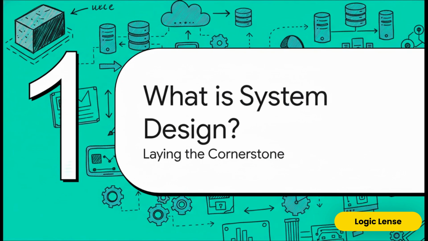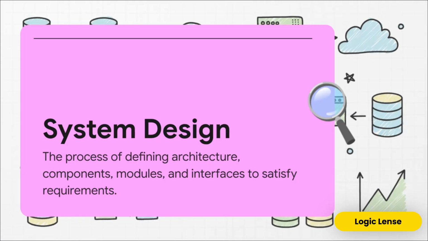Okay, so let's start with that cornerstone. What are we actually talking about when we use the term system design? Let's lay it out. At its absolute heart, it's a disciplined process. It's this thoughtful act of defining every single piece of the puzzle: the big picture architecture, all the individual components, how they're going to talk to each other. And you do all of this to make sure the final product does exactly what it needs to do and can do it at a massive scale.